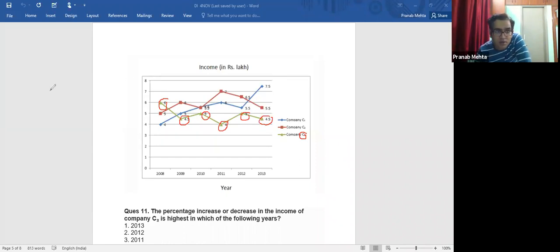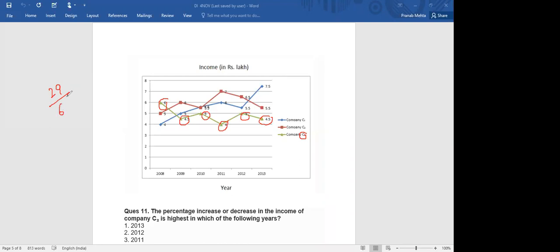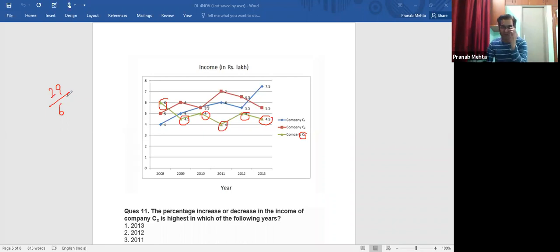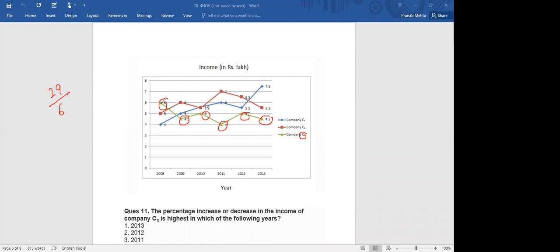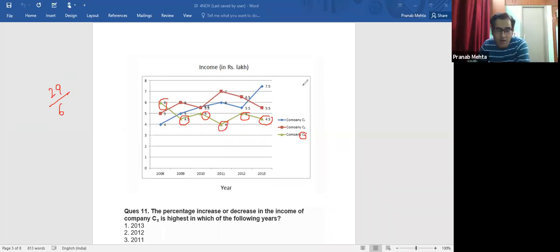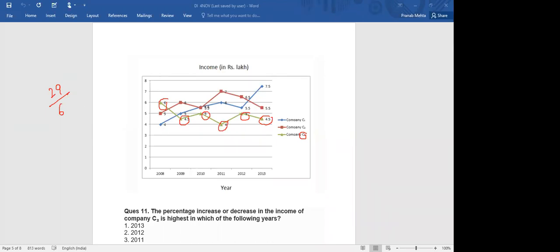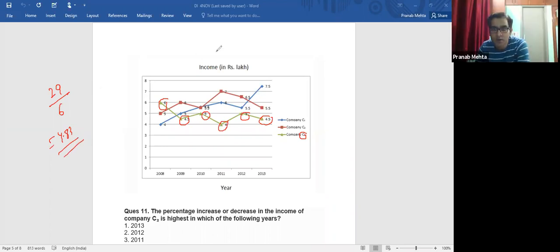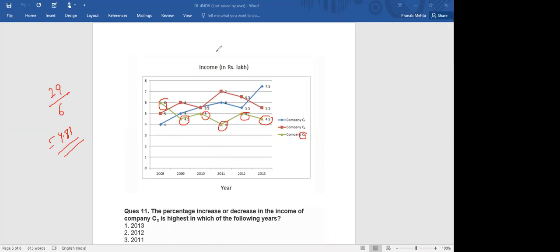Am I right? Yes or no? Yes, sir. And divide by the number of years. So how many years are we talking about? 1 year, 2 years, 3 years, 4 years, 5 years, 6 years. So 29 divided by 6, which is nothing but 4.83. Right. So we get 4.83. Any doubt? No doubt? Good.